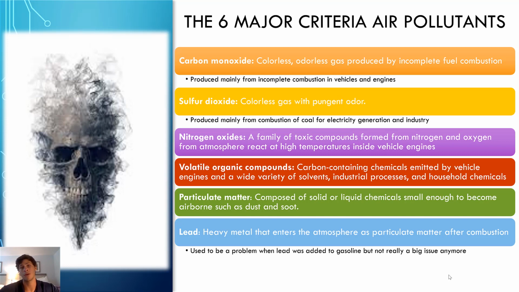Note that a lot of these criteria air pollutants are formed either from vehicle pollution or from coal power plant pollution. And they're all formed as a result of fossil fuel combustion. So this should give you a note as to where this pollution is actually coming from.